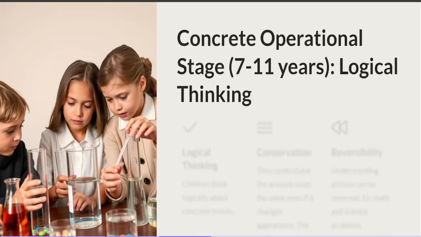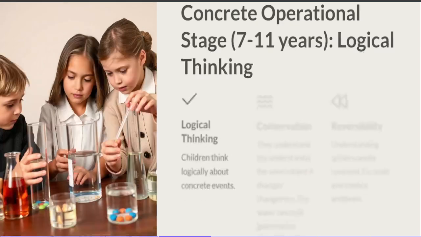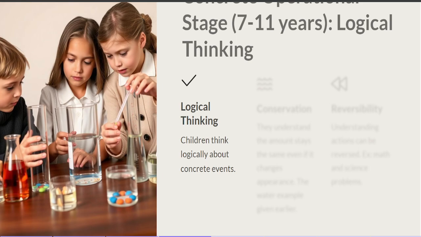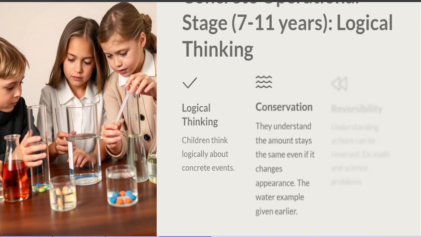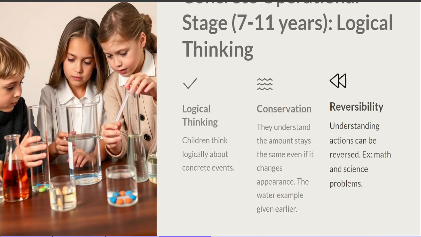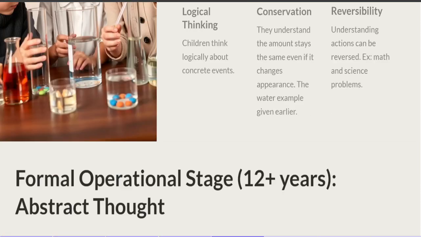Okay. Next one is the concrete operational stage, which is between 7 to 11 years. In this stage, they go through logical thinking. Logical thinking means children think logically about concrete events. They also start conservation. They understand the amount stays the same even if it changes appearance, and the water is a great example of that. Reversibility also comes during this stage: understanding that an action can be reversed, for example in math and science problems.